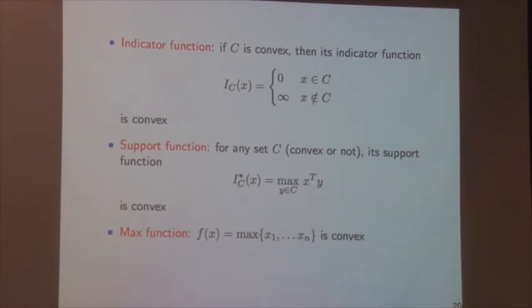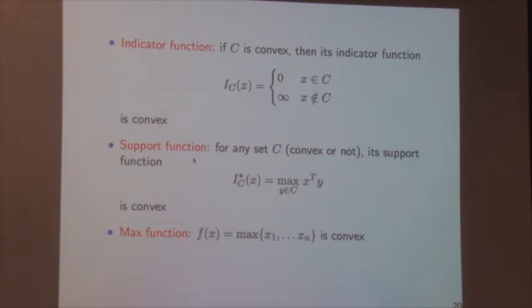How about some more functions? Indicator function is always convex. The indicator function we're going to write as I sub C of x, and that's going to be 0 when the point's in the set, and infinity when it's not. That's always a convex function, provided that C is a convex set.